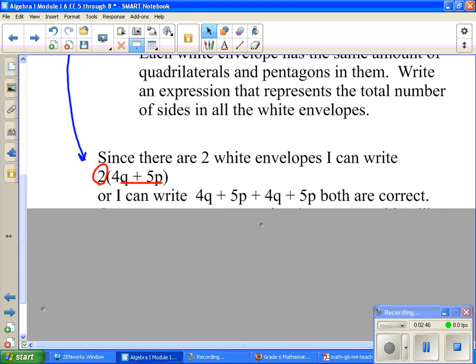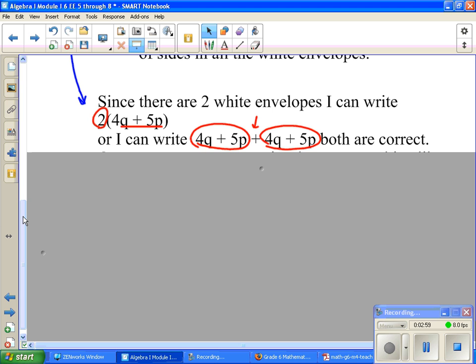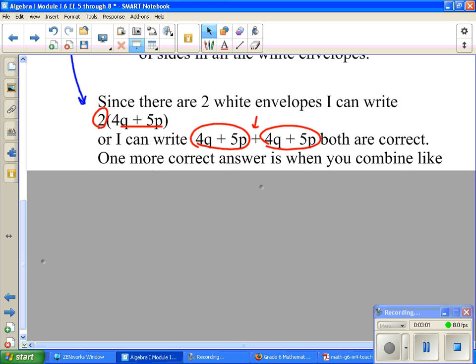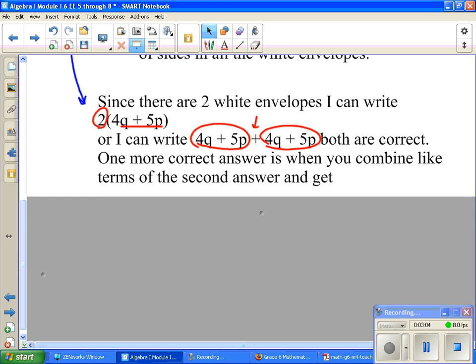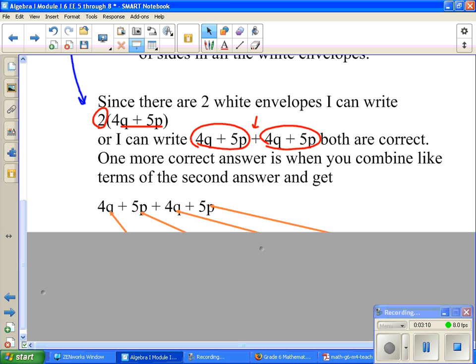Or I can write 4q plus 5p. That's the first envelope. Add onto it 4q plus 5p. Both are correct. These are multiple representations of the same sentences. One more correct answer is when you combine the like terms of the second answer. I get 4q plus 5p plus 4q plus 5p.